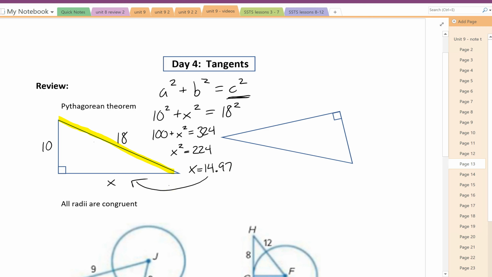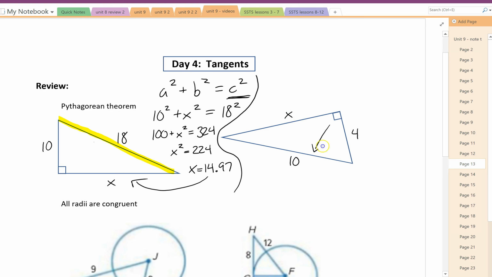All right, so now I want you to do one. Let's say that this side down here is 10, and this side right here is 14. I want you to tell me what x is. Remember, the first thing you have to do is figure out which side is the hypotenuse. So pause the video for a minute, figure out what x is, and then push play again to see what I came up with.